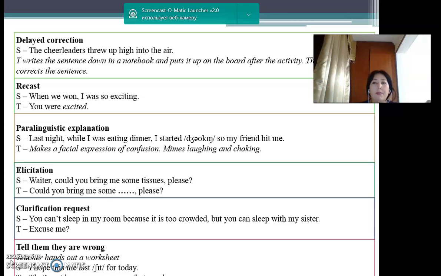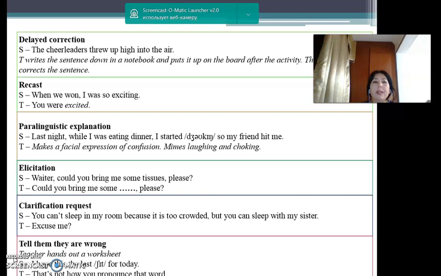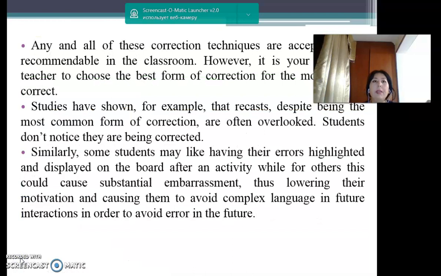Teacher, clarify request. Tell them they're wrong. Teacher hands out a worksheet. Student: I hope this last sheet for today. Teacher: That's not how you pronounce that word. So not sheet, maybe sheet. Yes? Pronunciation error. Any and all of these correction techniques are acceptable and recommendable in the classroom.